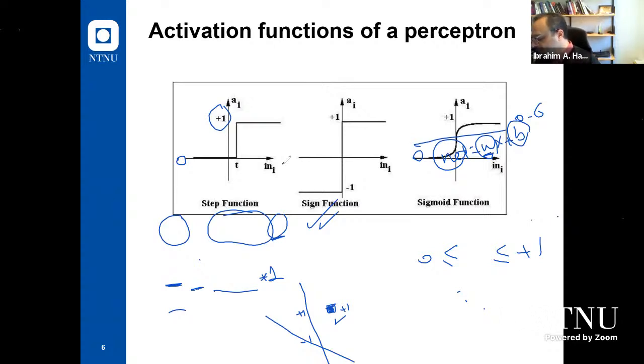But the difference here, if you use the sigmoid function, is that we need to understand the meaning of the output. The output will be a probability, because each time the output will be a number between zero and plus one. It could be 0.2, which means the probability that this example belongs to this class is 20%, which means it's the other one, not this one.